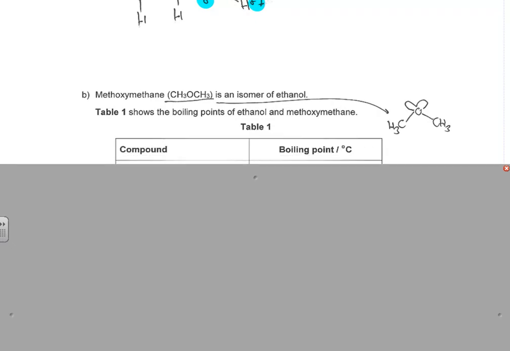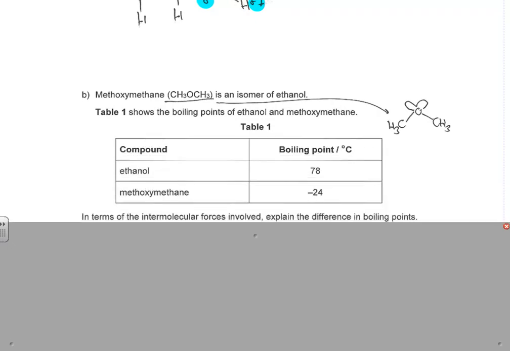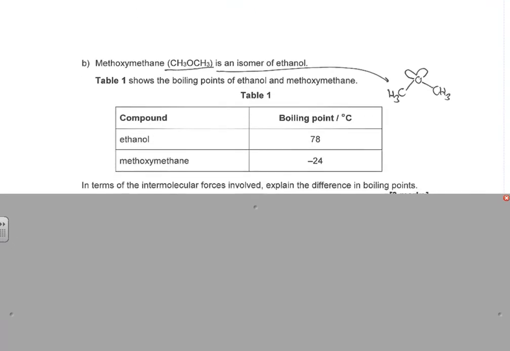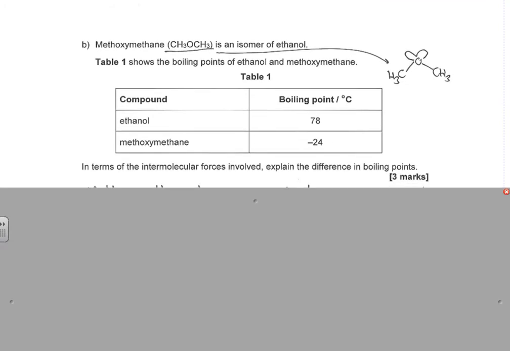The second question moves on to methoxy methane, a chemical that you've not necessarily come across, and it doesn't matter because you're given some data that you can interpret. You can see here you've got the boiling points of both ethanol and methoxy methane, and you're asked quite a classic question to, in terms of intermolecular forces, explain the difference in boiling points.